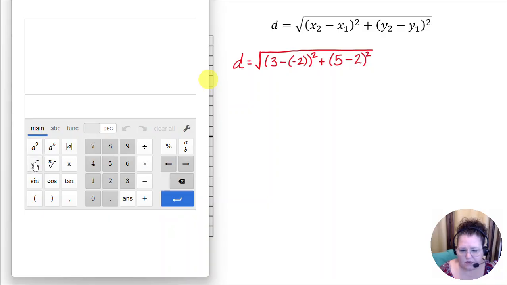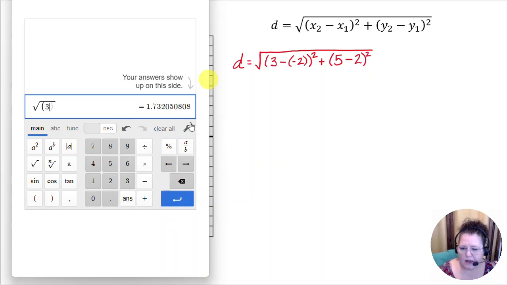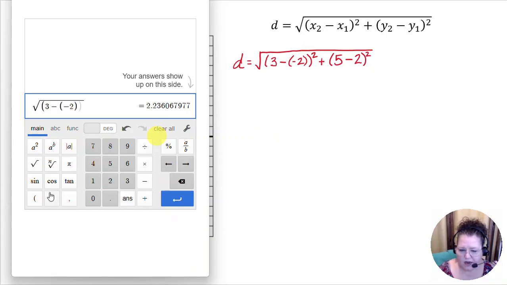Now, a negative and a negative make a positive, so you can either type in the calculator minus parentheses -2 parentheses, or you can just put 3 plus 2. Either way will be fine. I'm going to enter it just the way I wrote it down, so there won't be any confusion. Then I got to close that parentheses, and then I'm going to square it. Then I'm going to put plus 5 minus 2, close parentheses, and I'm going to square that.